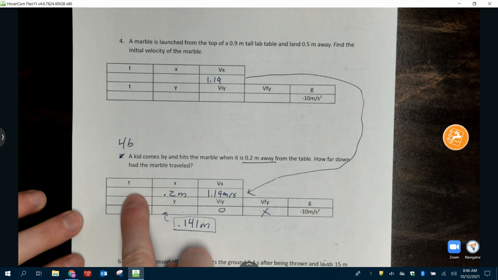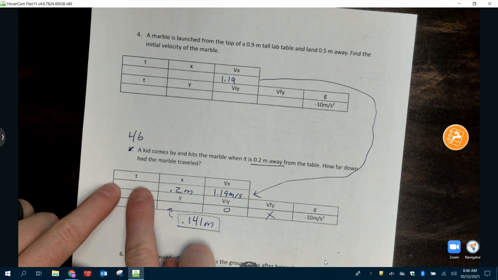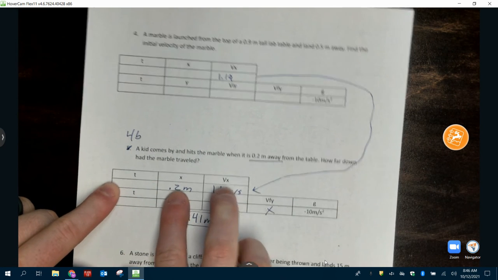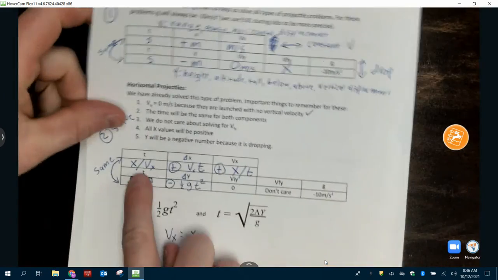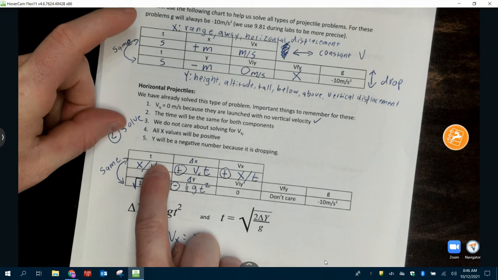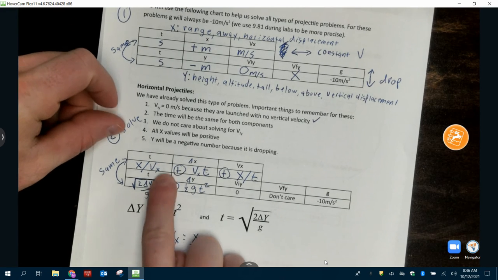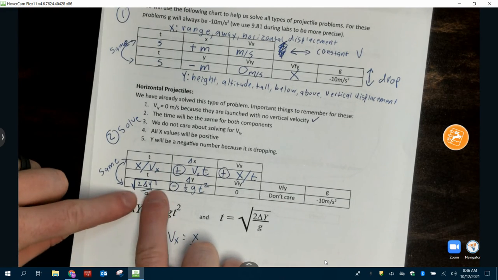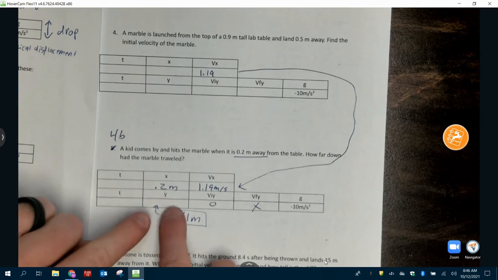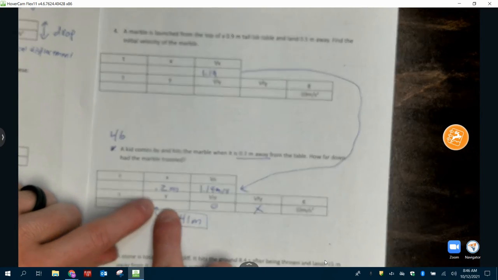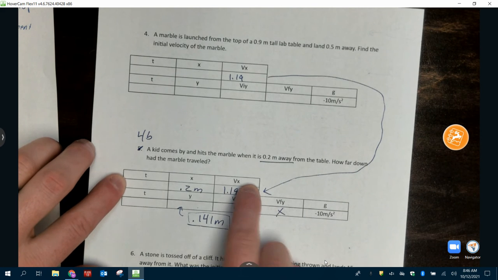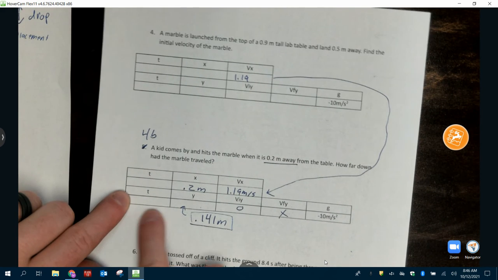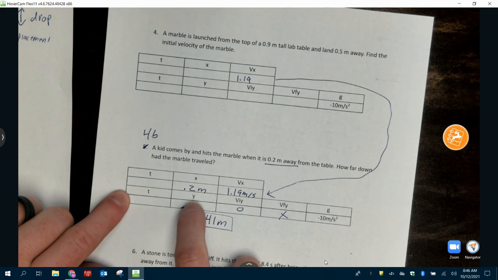Up here, on this time, because we have these two numbers, we need to use the top equation for time. So you're going to use x divided by Vx when you solve for the one up top, and then it's still the same number. You can't use the 2 delta y over g because we don't have delta y yet. So we start with this: 0.2 divided by 1.19, you get this time. They're the same number, and then you can use your y equation.